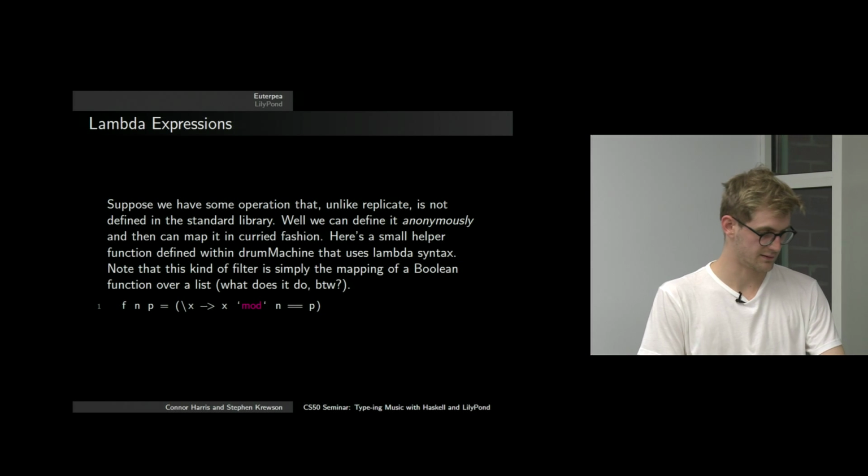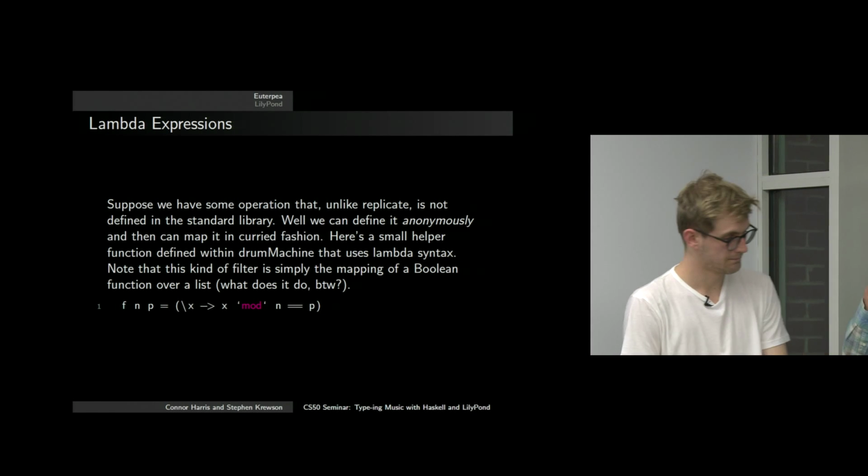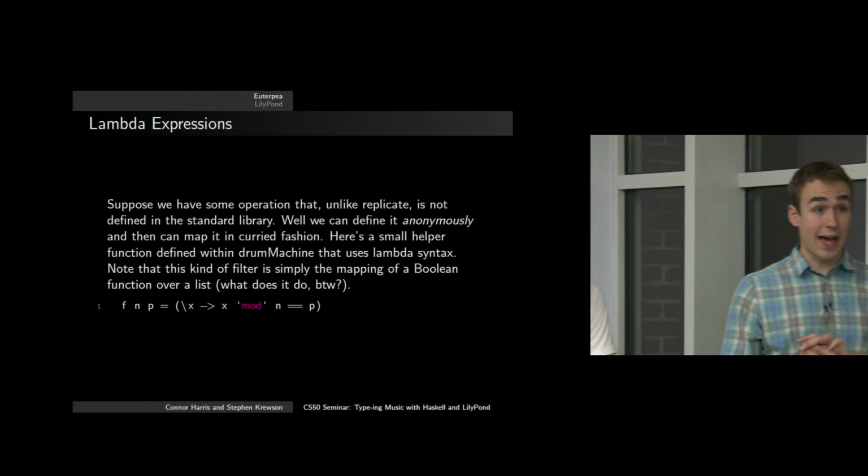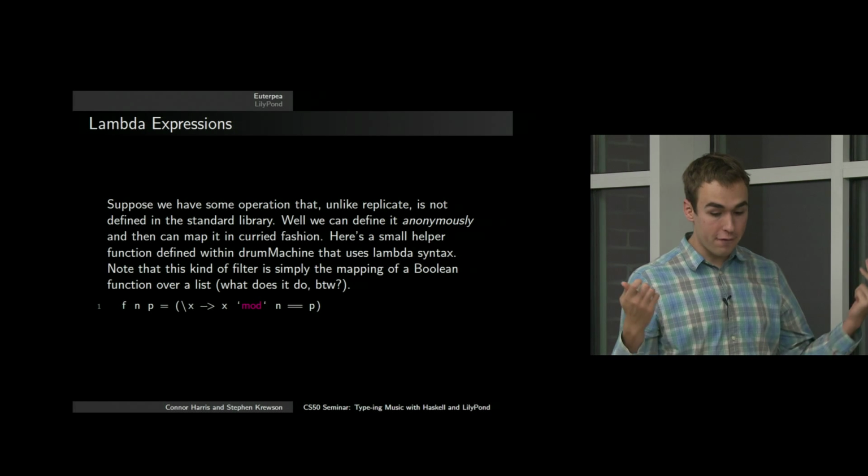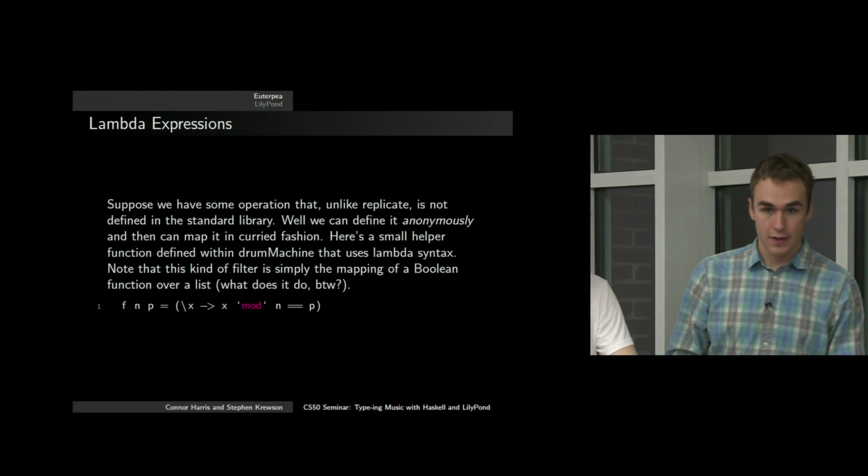And this just takes x modulo n. Yeah, so f is a function of 2 arguments, n and p, that returns a function that is itself a function of one argument, namely x. Right.